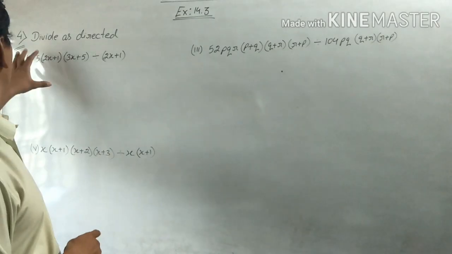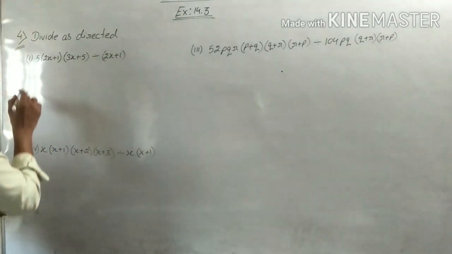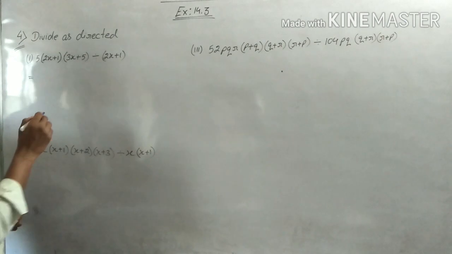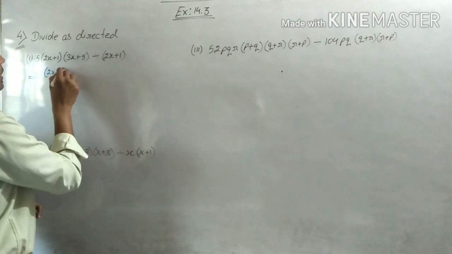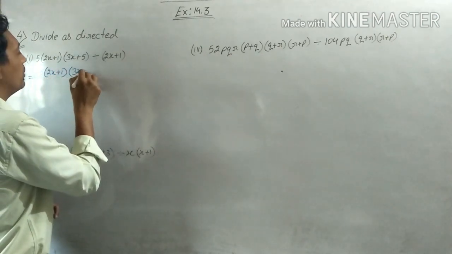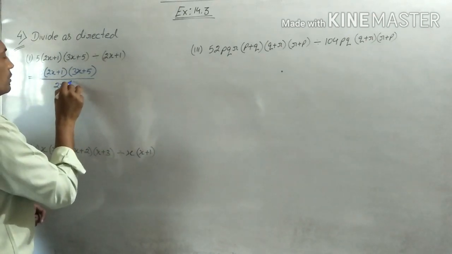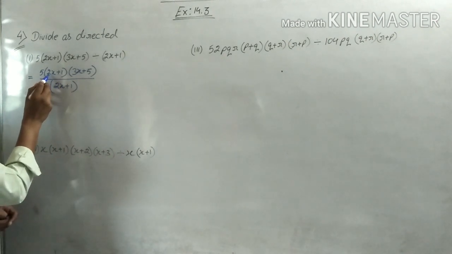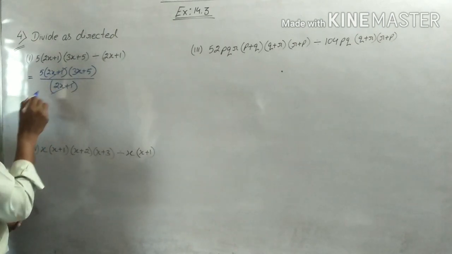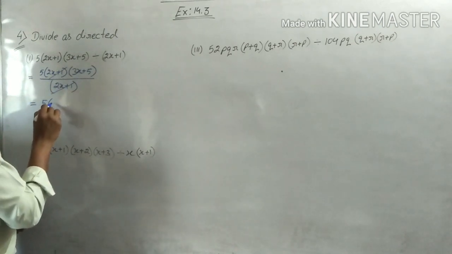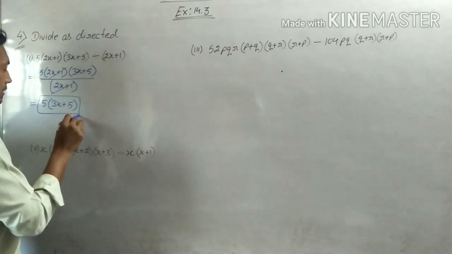Okay students, now we will be doing question number 4, which says divide as directed. First of all, we are going to write these expressions in the numerator and the denominator format. So 5 into 2x plus 1 into 3x plus 5, whole thing divided by 2x plus 1. Clearly, in the numerator and the denominator you have 2x plus 1 as common, which gets cancelled out, and you are left with 5 into 3x plus 5. So this is your answer.